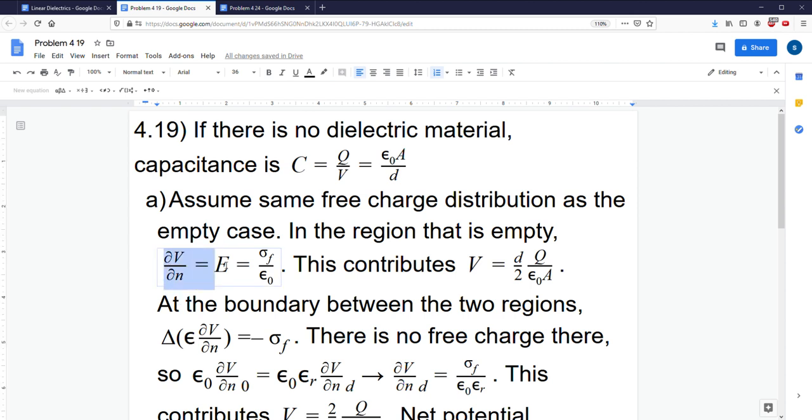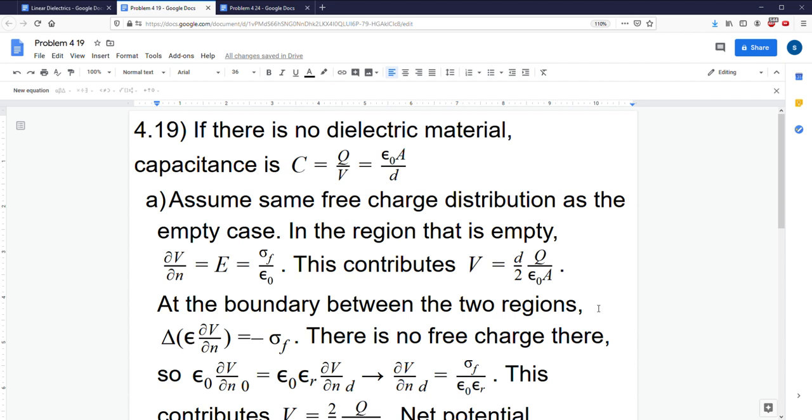For the air, the rate of change of potential is the same as for a capacitor with no dielectric material. It's just sigma F over epsilon naught. We multiply this by the distance that it travels, half of the distance between the plates, d over 2. And remember, the free charge density is Q over A. That gives the potential difference because of the air part of the capacitor.